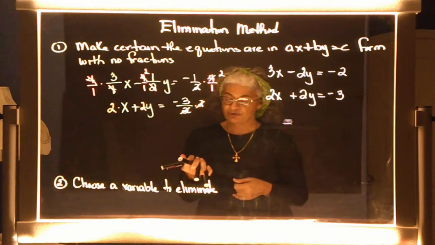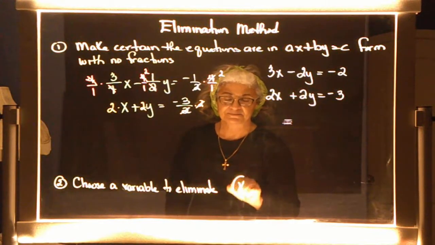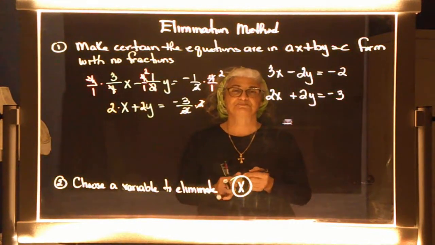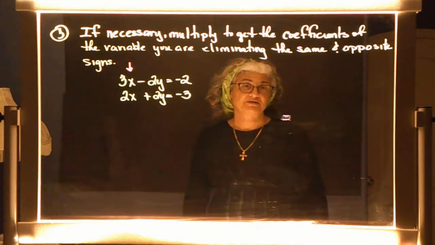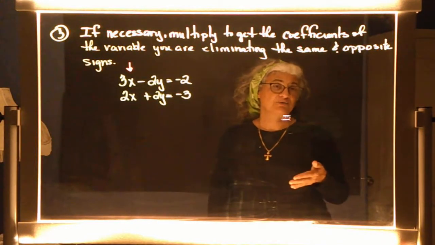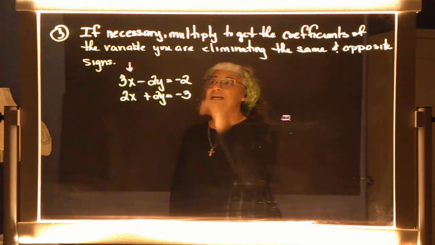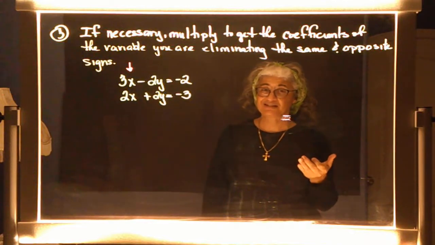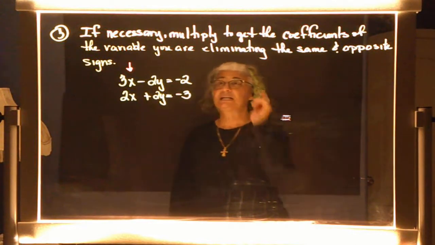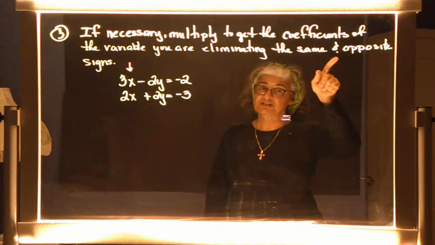Okay, so you know what? I think most of you said x. So we're going to get rid of the x's. Cool? All right, hang in there. I'll be right back. Okay, so we just decided to get rid of the x's, didn't we? So let's look at the third step. If necessary, does that mean it's always necessary? Nope. If necessary, multiply to get the coefficients.